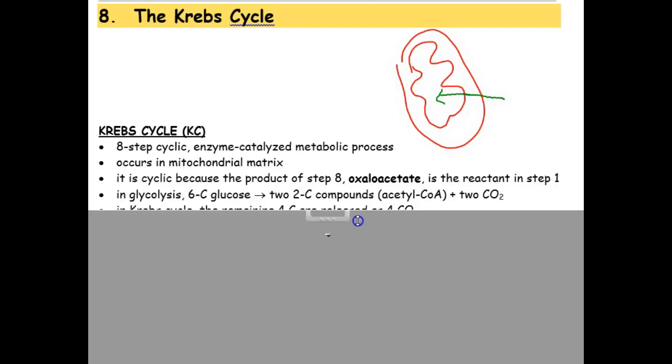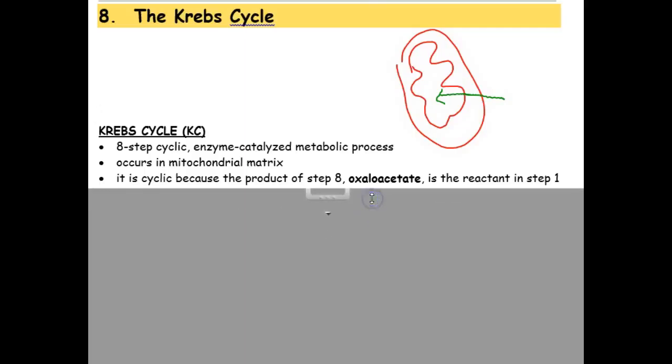Okay, so as I mentioned before, we call it cyclical because this molecule, oxaloacetate, which is produced at the very end of the Krebs cycle, ends up being the starting material when the cycle begins again. In other words, it becomes the reactant in step 1. And we'll take a look at that.